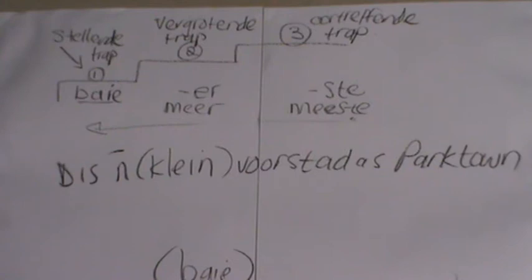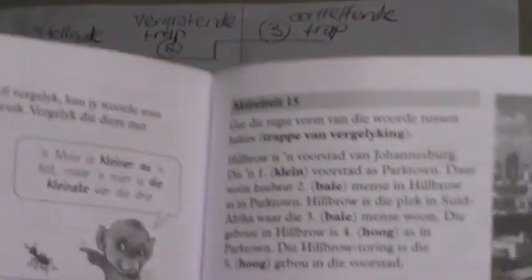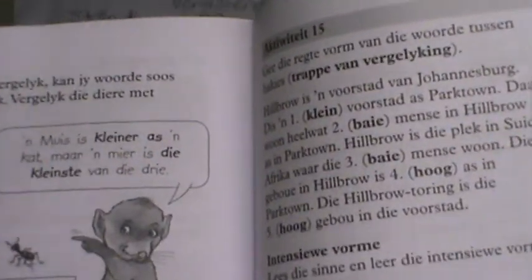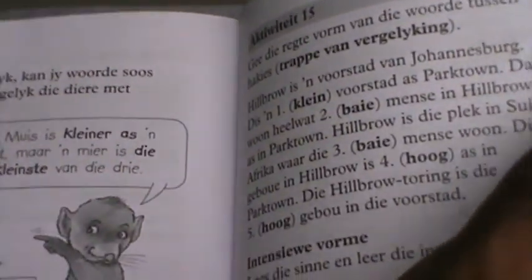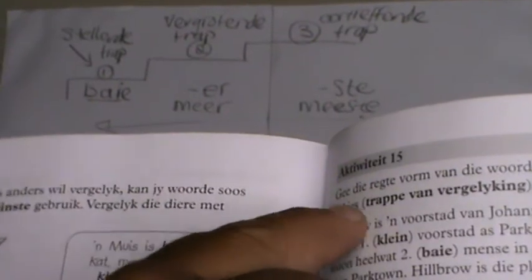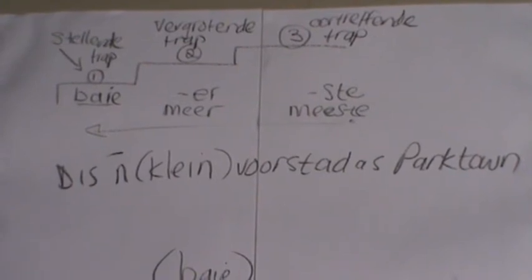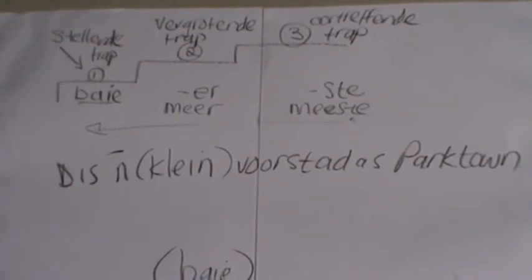What do they test on us on there? On page 245 they say, gee die korrekte vorm van die woorde tussen hakies. Right? There in our textbooks, you find on top there, you say, gee die korrekte vorm van die woorde tussen hakies. Trappe van vergelyking. Right, so you can just go into your textbook and from there you can just see how they will change.